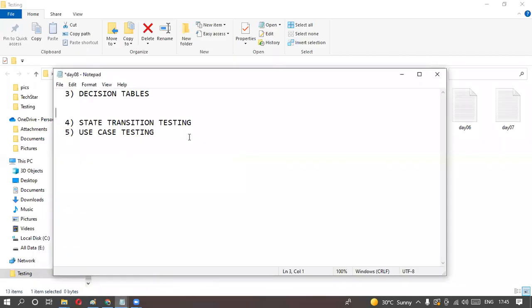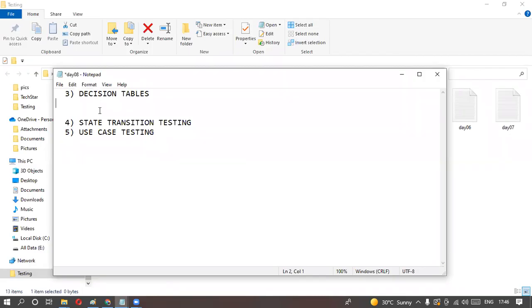What is decision tables? So decision tables are nothing but a good way to capture the system requirements, some system requirement that contains logical conditions. So we will get some requirement. It contains some logical conditions.